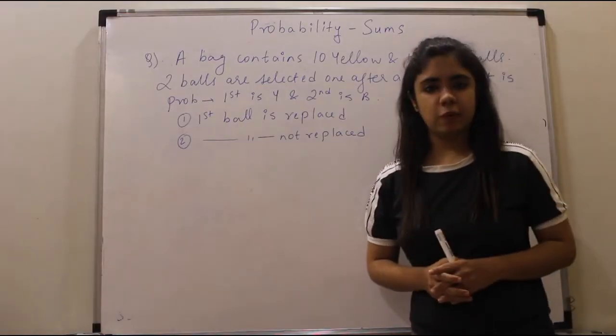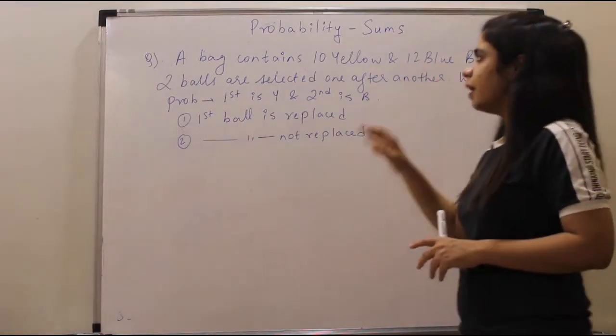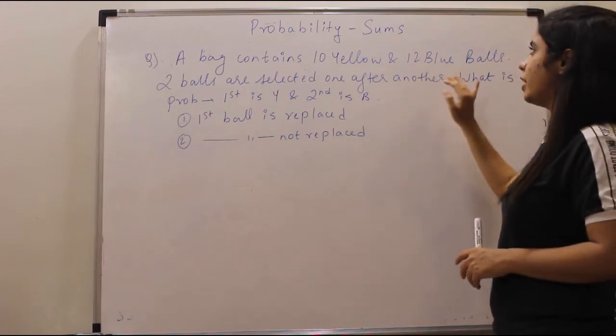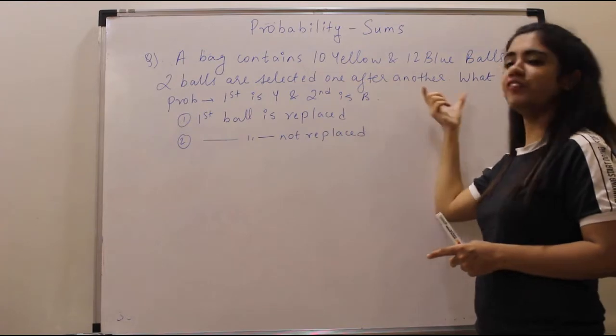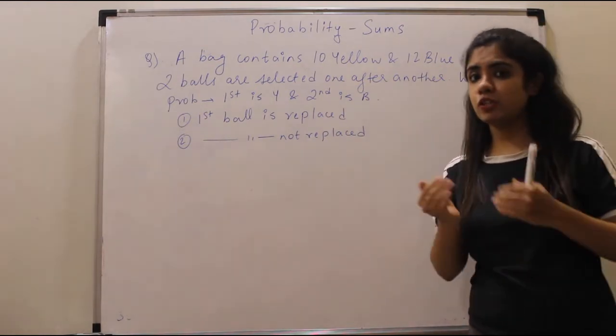Now let's look at the next problem. What does it say? A bag contains 10 yellow and 12 blue balls. 2 balls are selected one after another. So you're not picking the 2 balls together.